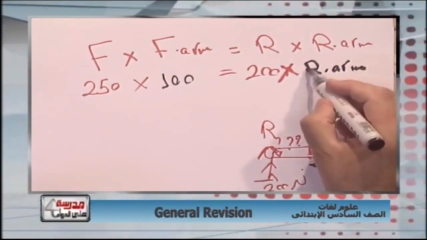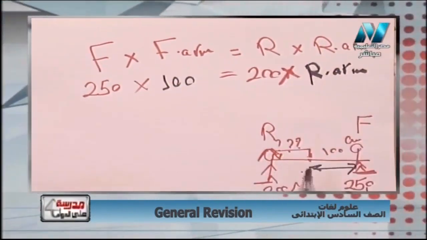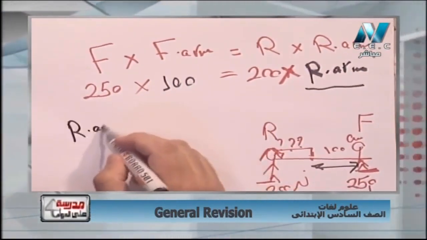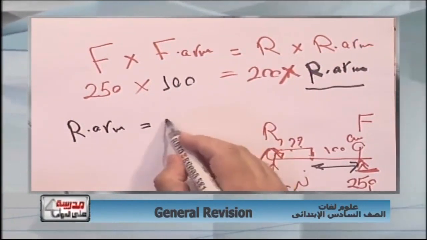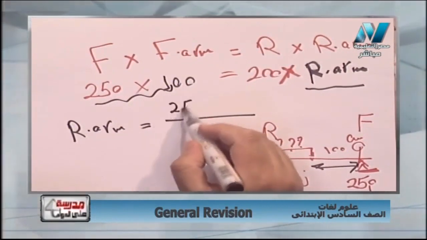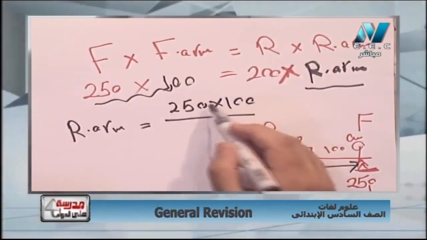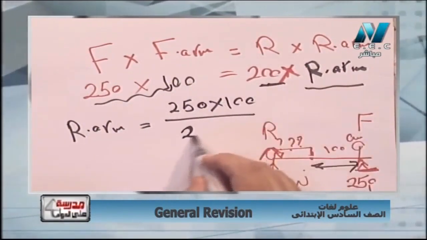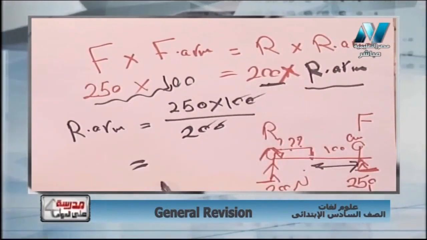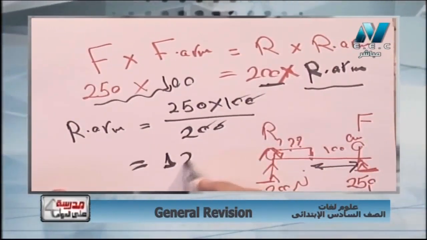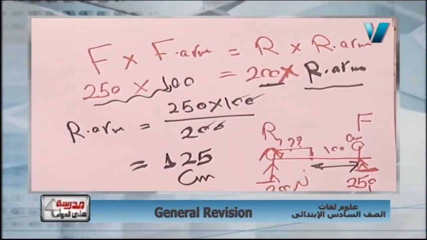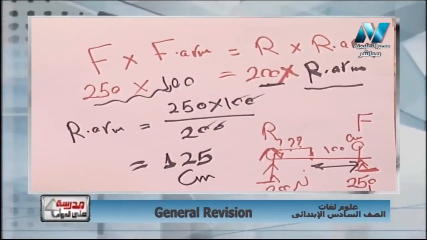To solve a problem like this, we use an operation called cross multiplication. To calculate the resistance arm, I can say the distance arm equals the complete side, 250 by 100, divide by the opposite side, the resistance, which is 200. Two zeros will be omitted with two zeros, 250 divide 2, so it will be 125 what? Sure, it will be centimeter.